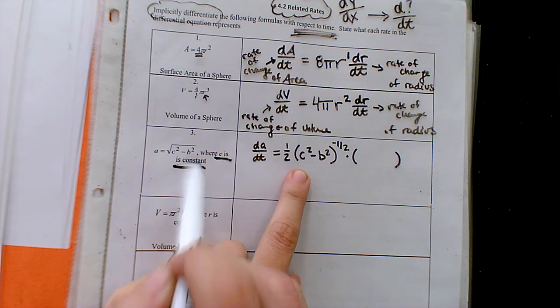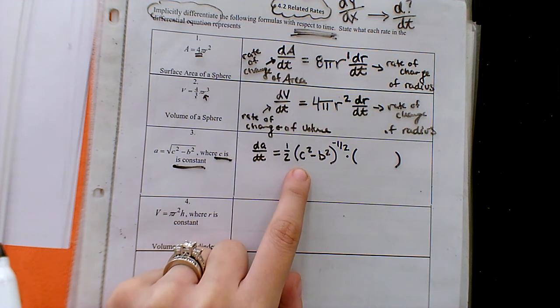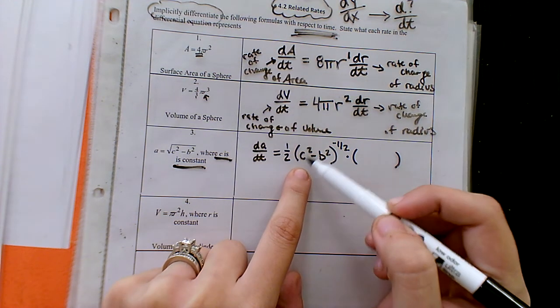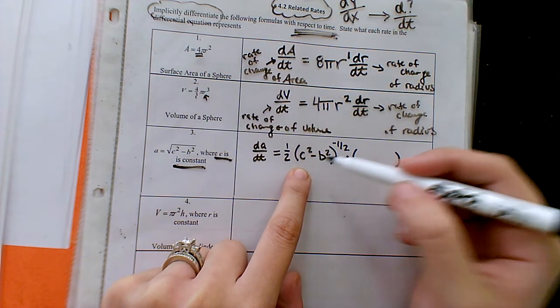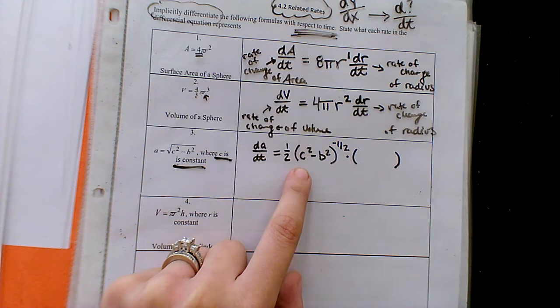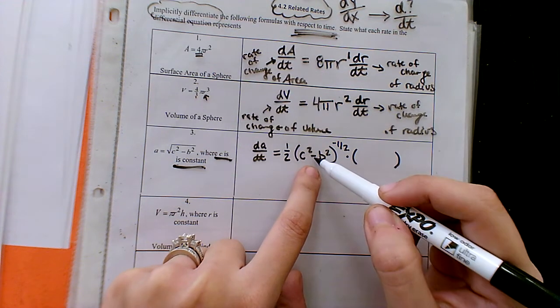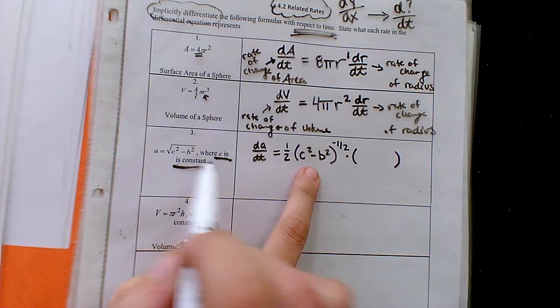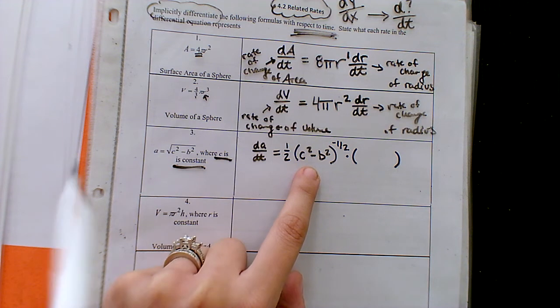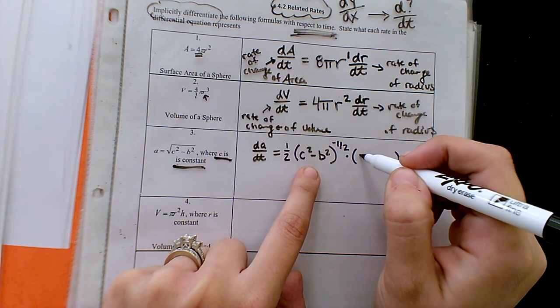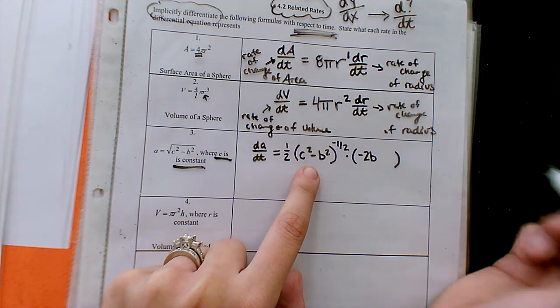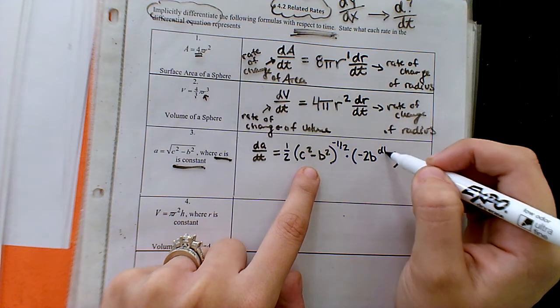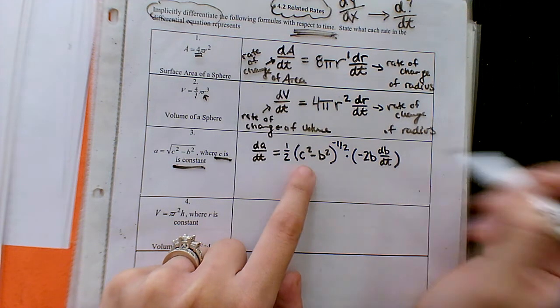C is a constant. 0. Because this is going to be a number, right? C is a constant, so the derivative of c is 0. And then we have to subtract the derivative of b squared. Now, they didn't say b was a constant, so this means b is actually a variable, something that could change. So that'd be negative 2b dB over dt.